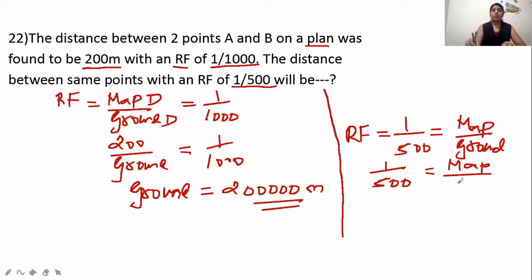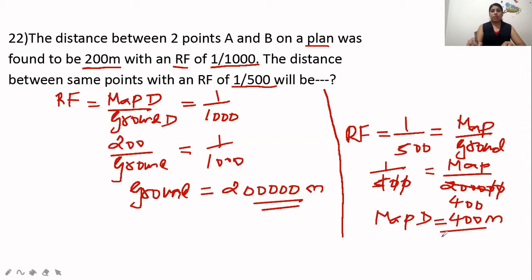Ground distance we have just now found, it is 2 lakh. So from here only you can cancel it: 0, 0 and 2 zeros cancelled. Then 5, how many times? 5 fours are 20. Then balances. So we will get the answer: map distance is equal to 400 meters.